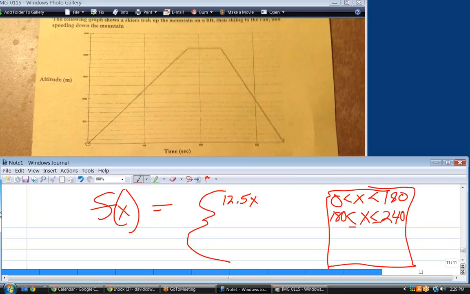Okay? Now, when his time is between 180 seconds and 240 seconds, what is his elevation equal to? You see that on there.